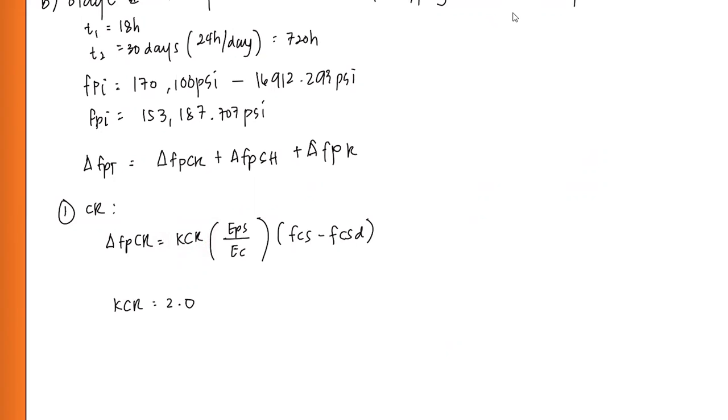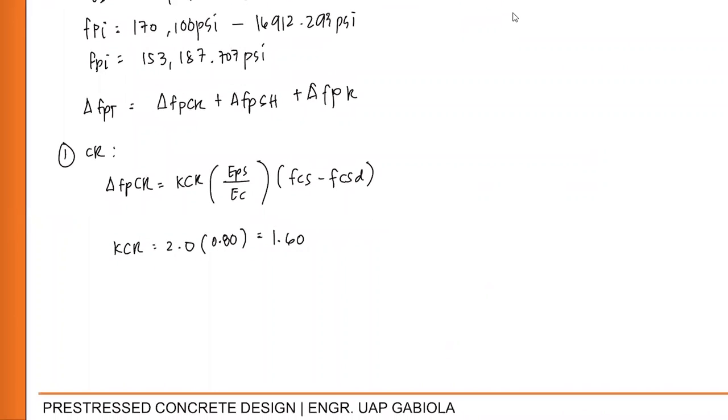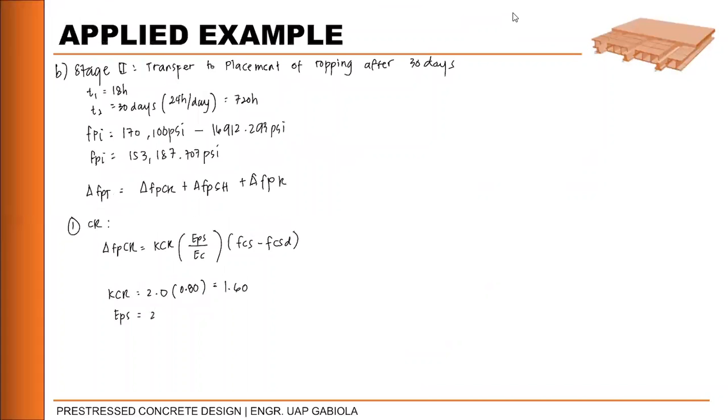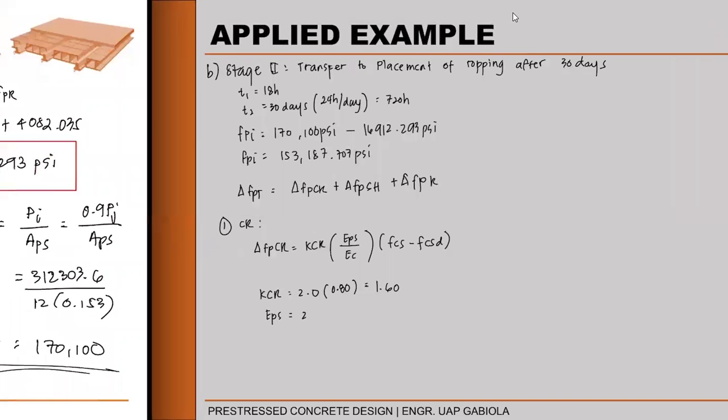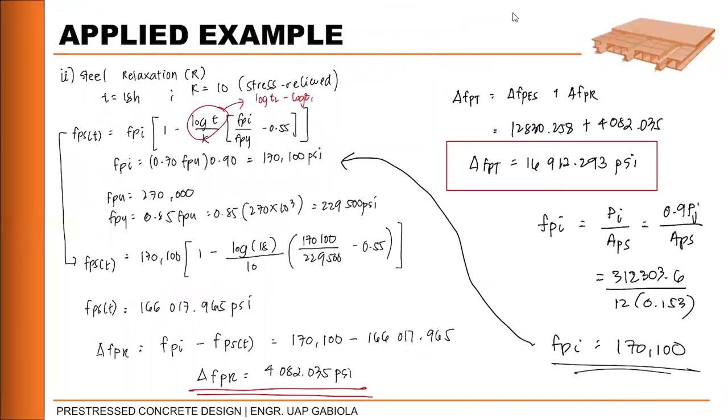So, KCR is 2.0 para sa pretension. Pero since lightweight tayo, pag chinek nyo yung slide natin before, may nakalagay siya na dapat meron siyang 20% na less or 80% lang yung gumagana sa kanya. Okay? So, magiging value natin is 1.6 lang for creep na coefficient. Okay? Then, ang EPS natin from our previous slide is how much? 28 times 10 to the 6. Okay?